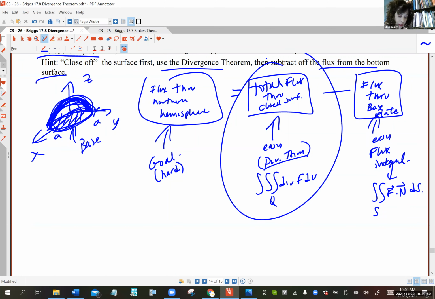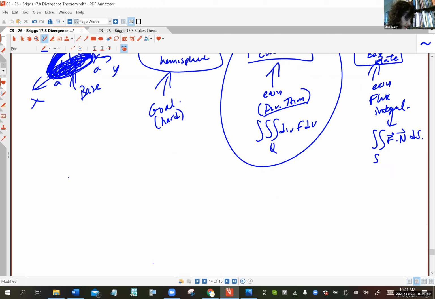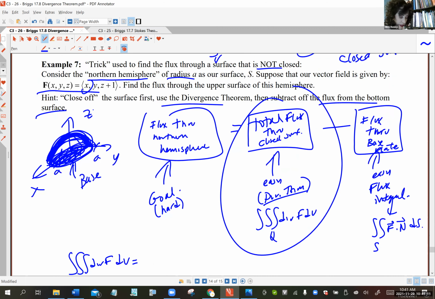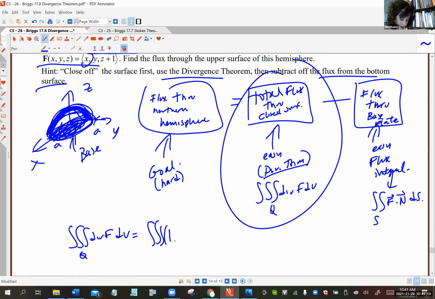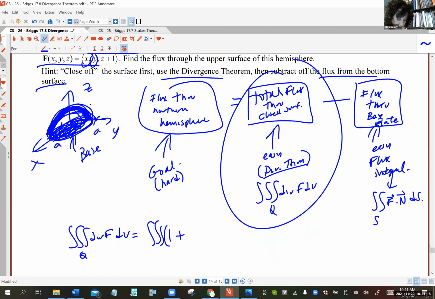Okay. So let's do this first. If we had this full-blown closed surface that's all closed off because we gave it a base plate, we're going to go get the divergence. Okay, so what is the divergence? They gave us the vector field. Well, dM/dx is 1 plus dN/dy, ooh, that's nice, is also 1. And dP/dz is also a 1.